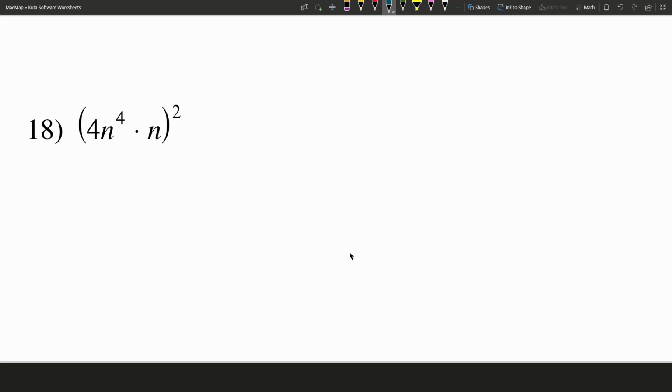For number 18, we have 4n to the 4th times n, that quantity squared. Let's simplify at the start. So we have 4 times n to the 4th times n within our parentheses. So n to the 4th times n is n to the 4 plus 1, adding that exponent, which is n to the 5th. So within our parentheses, we're going to have 4 times n to the 5th. And that, what's in our parentheses, is then going to be squared.